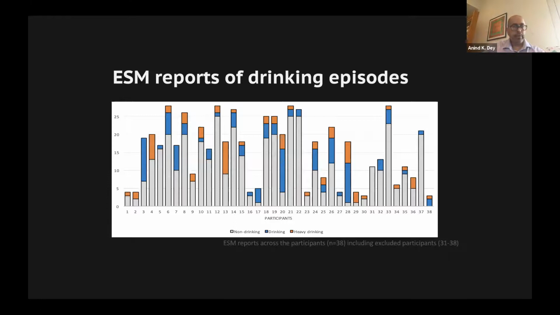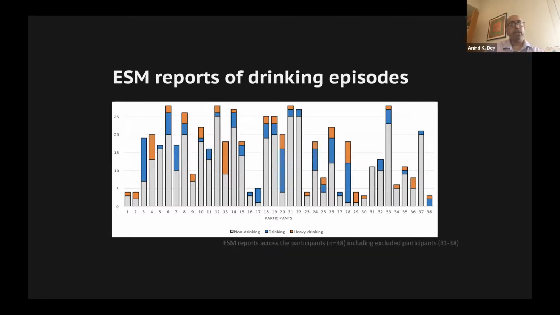We collected data from 38 people, and what you can see here on each individual is a vertical bar. You can see the number of incidents of non-drinking episodes that they reported. In blue, you can see the number of incidents of drinking episodes, and in orange, the number of incidents of heavy drinking episodes. Some of our participants didn't report very many episodes, most of them being non-drinking episodes. But you can see in the orange that we did get a fair number of drinking episodes and heavy drinking or binge drinking episodes that we were able to collect.